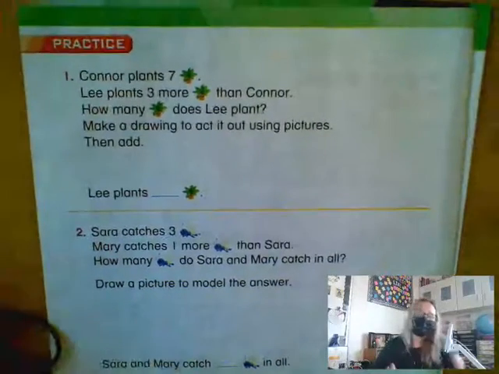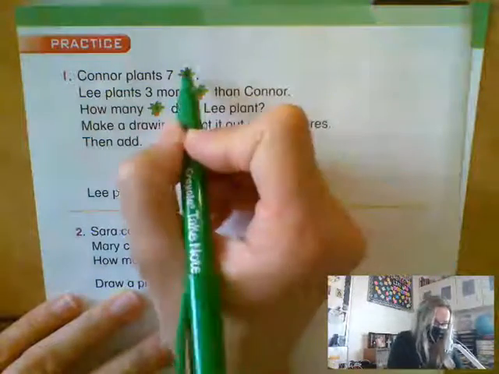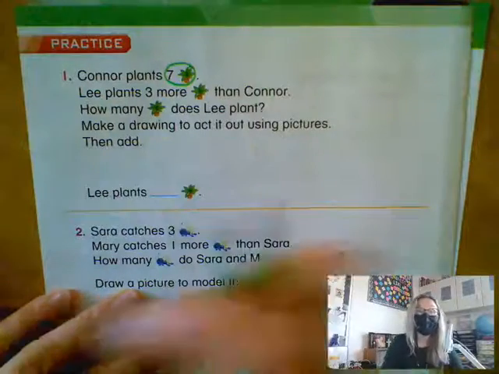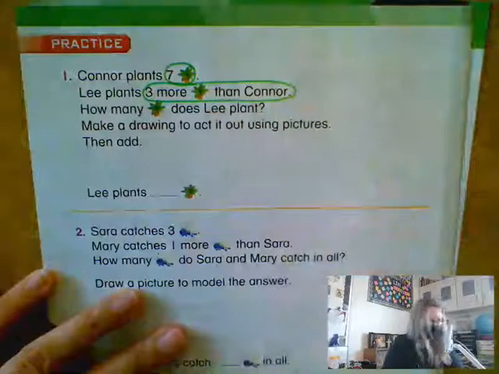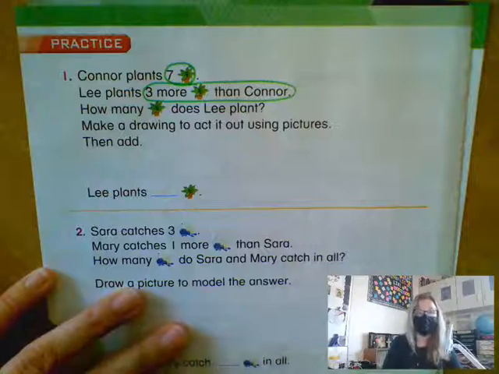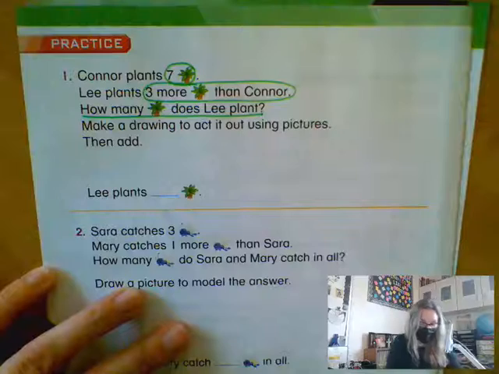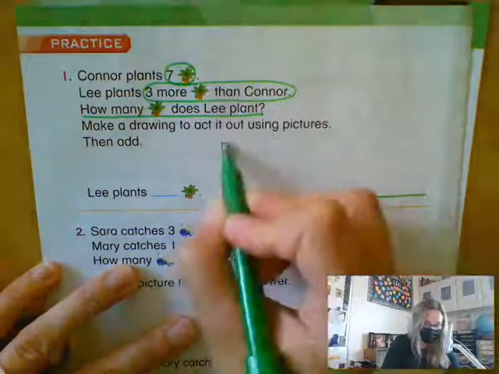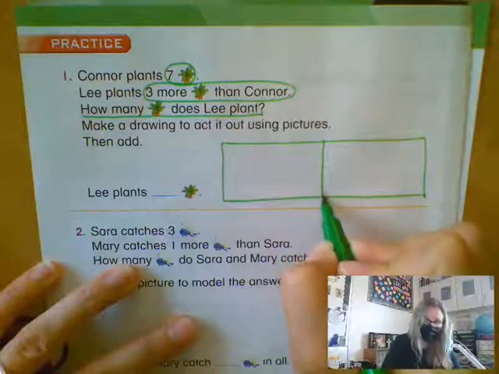Okay? And it says here, Connor plants 7 plants. So circle that, 7 plants. Lee plants 3 more than Connor. It doesn't say Lee plants 3. It says he plants 3 more than Connor. So how many plants does Lee plant? Okay, let's draw our box here. I'm going to draw my rectangle. Okay, and I'm going to break it into 2 parts. Part, part, whole. Here's my 2 parts.